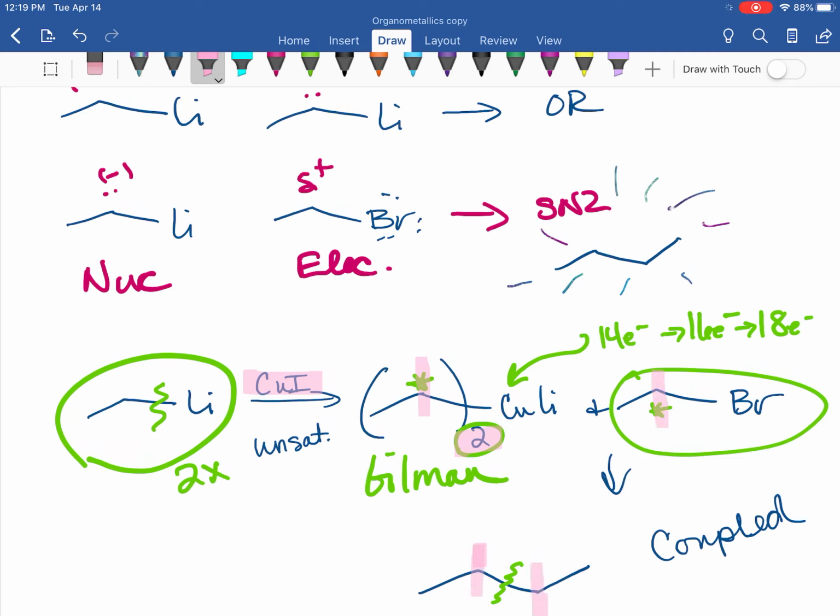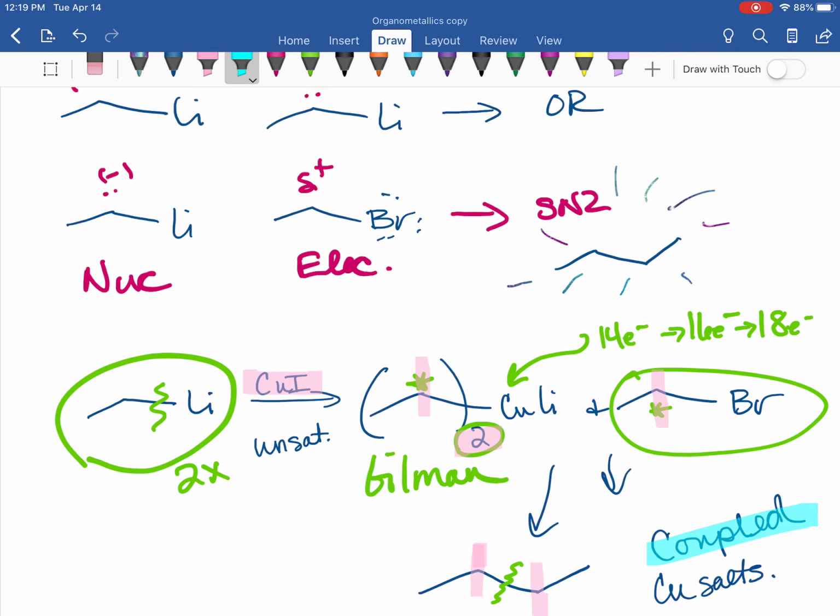We're literally taking this carbon, and copper then does one of those reductive eliminations and spits it out. And you're left with some copper salts, and you've literally stuck those two carbons together. And that is called a coupling reaction. You are sticking those together in that fashion.